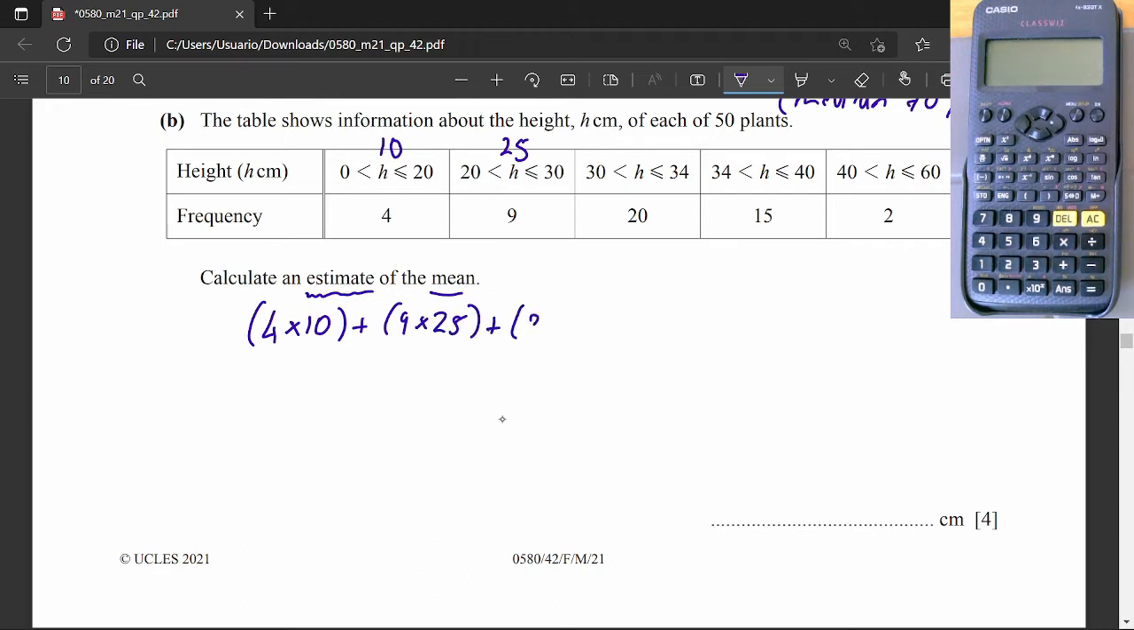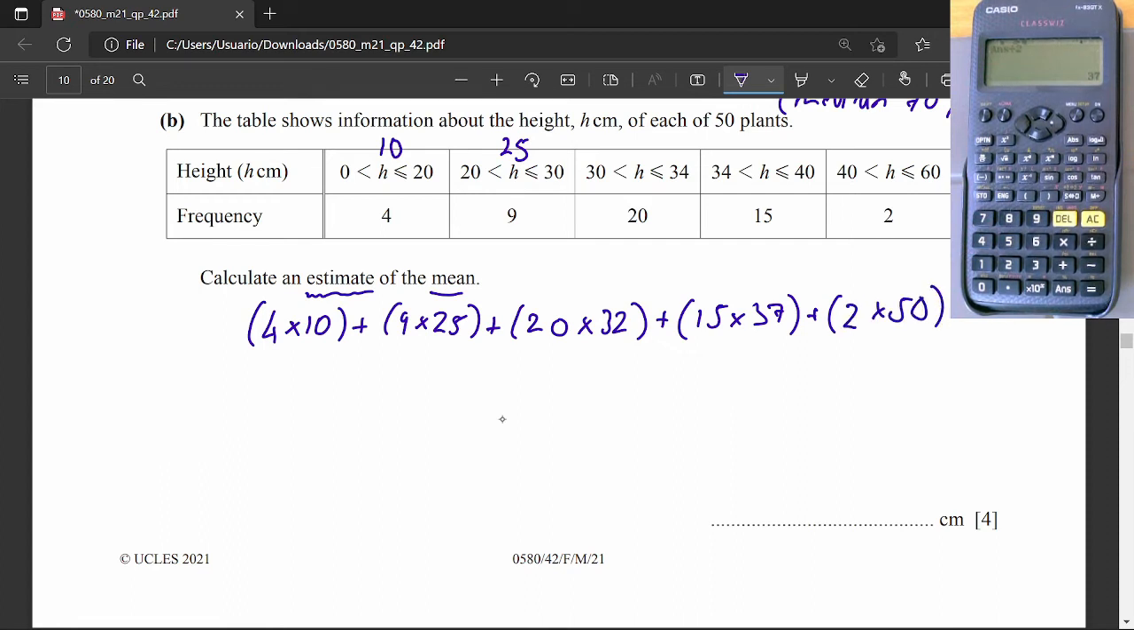Next one, there were 20 plants, and halfway between 30 and 34 is 32. So on average, they were 32 centimeters high. Next one, 15 plants, and the midpoint there being, what's that, 36, no, 37. If you're not sure about the midpoint, all you can do is add together the 2 values and divide it by 2, 37. So you can be certain. This is one of the main points students lose marks. They get the wrong midpoint.